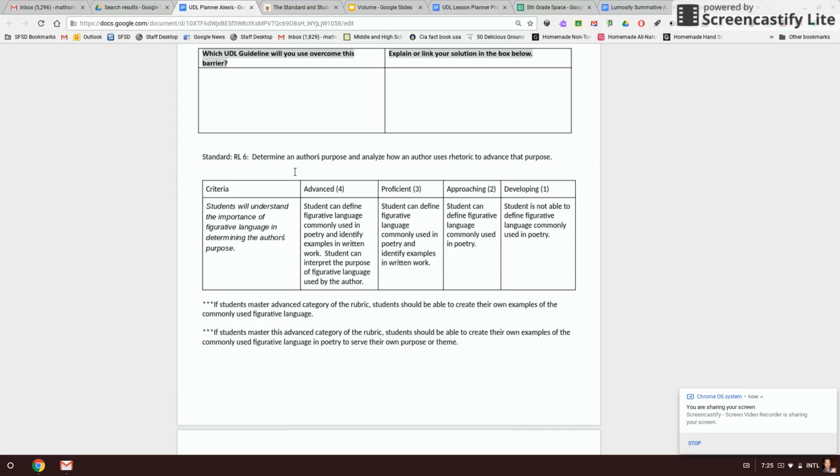And you've got the standard up here, determine an author's purpose and analyze how an author uses rhetoric to advance that purpose. And then we've got a one-line rubric here specifically about that purpose and goal, and then leveled here from advanced to developing. And if you look at the advanced description here, student can define figurative language commonly used in poetry and identify examples in written work. Student can interpret the purpose of figurative language used by the author. Again, why is the author using that language? And then it levels all the way down to developing.